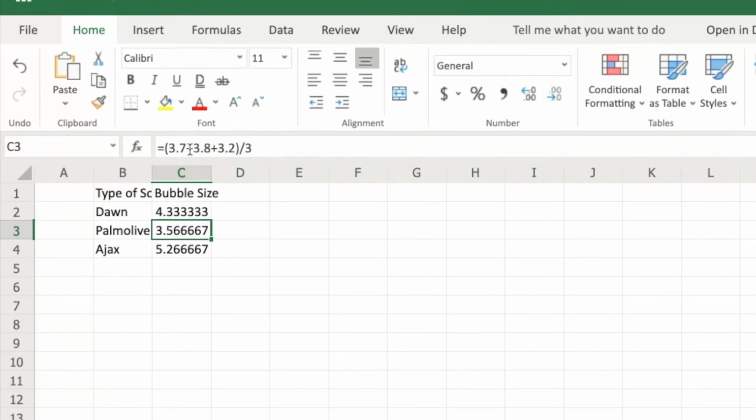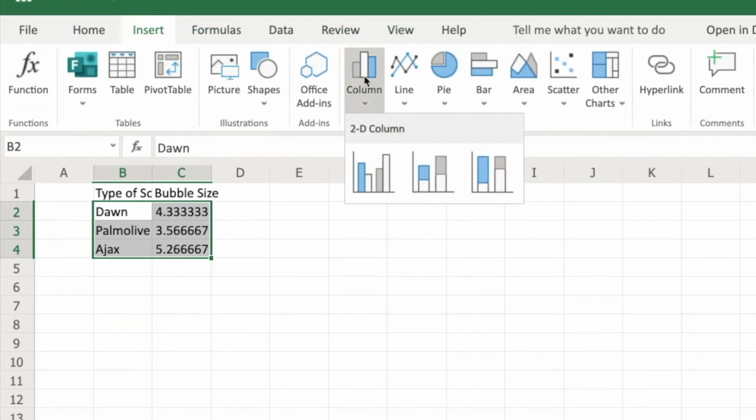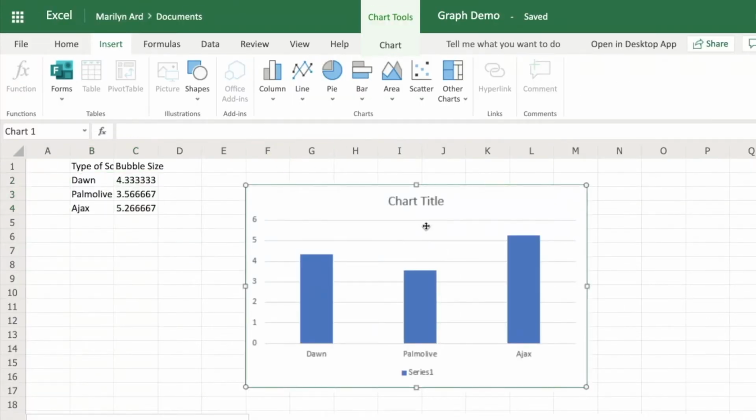So I did that for all of these. And see, I put the equations in there. When I hit enter, it just gave me the size. So if I want to graph that in Excel, I'm going to highlight it, and then I'm going to do insert. There are a bunch of different options for graphs here. Now I want to do a bar graph, a column. So I'm going to click on that.